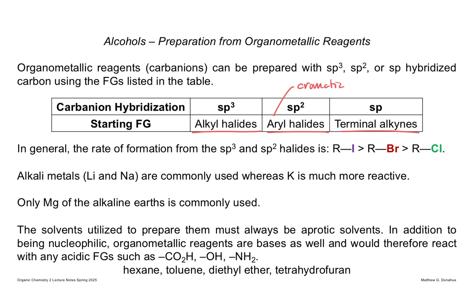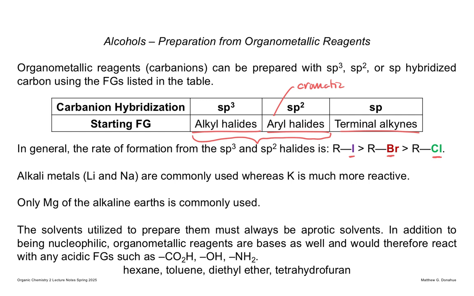In terms of the rate of formation of these things, especially for these two right here, typically you want the halide to be iodine, bromine, or chlorine. This really does not work for fluorine, or at least no one's figured out how to do it yet. So that's the trend: iodine is better than bromine, which is better than chlorine.